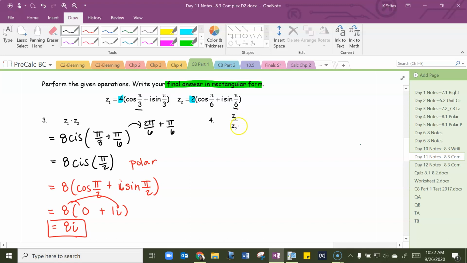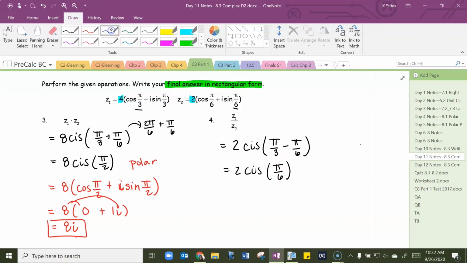All right, let's try it again. z1 divided by z2. Divide your radii. 4 over 2 is 2. Subtract your angles. All right, so again, this is like 2 pi over 6 minus 1 pi over 6, which is just pi over 6. This is polar form, but we want rectangular. So now we're going to go ahead and expand this. Cosine pi over 6 plus i sine pi over 6.